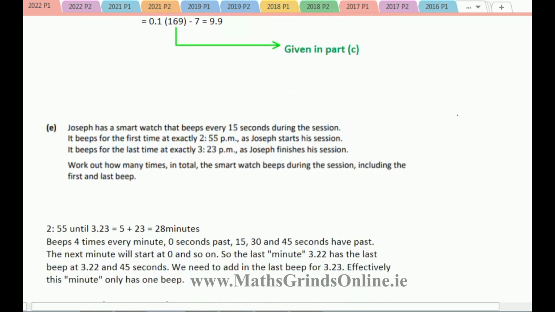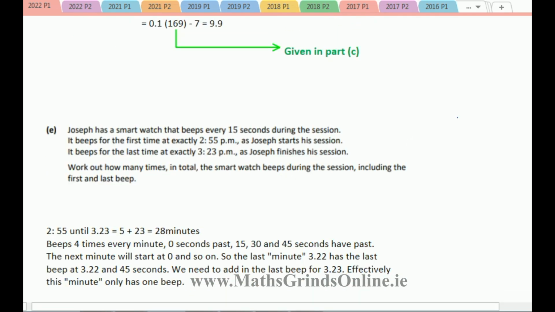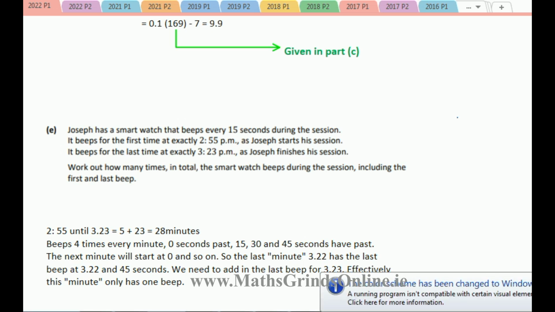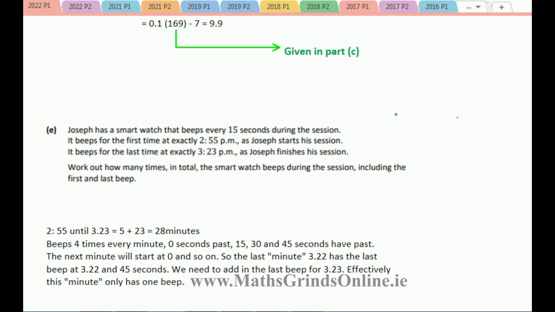Okay, we'll move on now to part E of this question. Joseph has a smartwatch that beeps every 15 seconds during the session. It beeps for the first time at exactly 2:55 p.m. as Joseph starts his session. It beeps for the last time at exactly 3:23 as Joseph finishes his session. Work out how many times in total the smartwatch beeps.